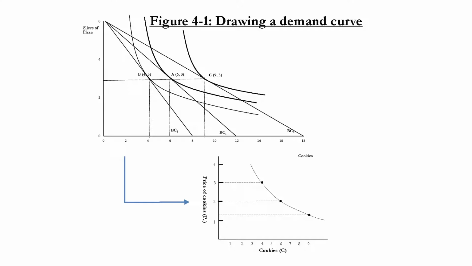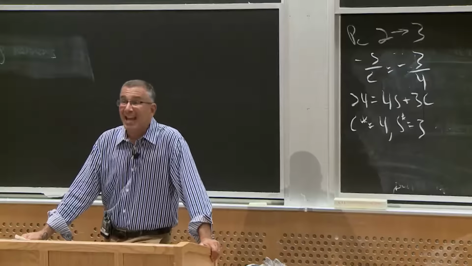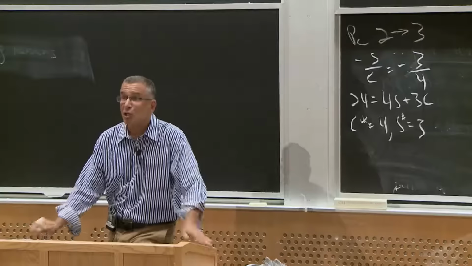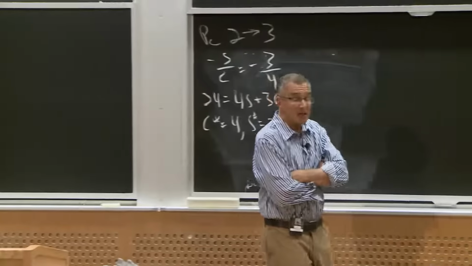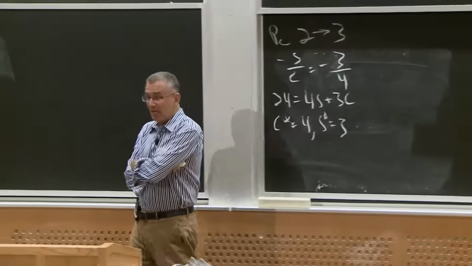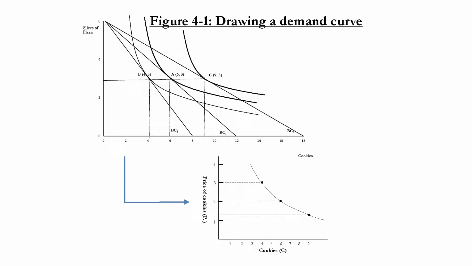Well, we draw the new budget constraint, BC2, and we find the tangency between the indifference curve and that new budget constraint. BC2 offers a smaller opportunity set, as we discussed last time, so you'll end up with fewer goods. You end up with the same amount of pizza, but with fewer cookies.